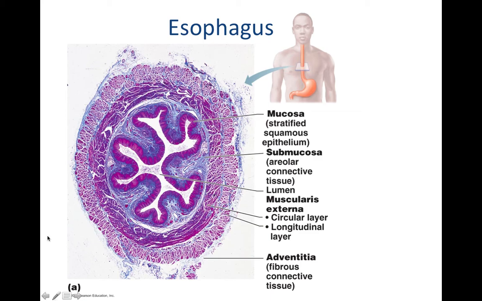Here are the different layers. You have the same 4 layers as we talked about in your GI tract. Here's your mucosa. You can see the epithelium right here. Submucosa is right here. 2 layers within your muscularis, and then your adventitia or your serosa.